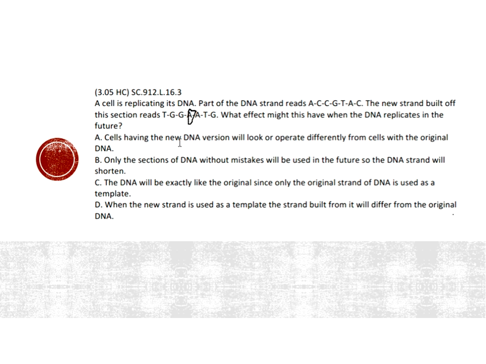We know that you're not going to just only use the sections without mistakes. That doesn't happen. The DNA will possibly shorten over time. That's actually just part of the aging process, but it's not because certain sections aren't used because they don't have mistakes. So that one's a definite no. C is a definite no because we don't just use the original strand as the template each time. Every time a DNA is replicated, it's going to have part of the old and part new, and that means that that new part will get used again to replicate in the future.